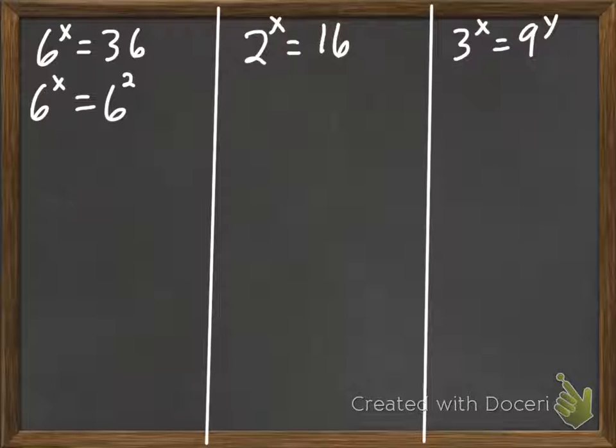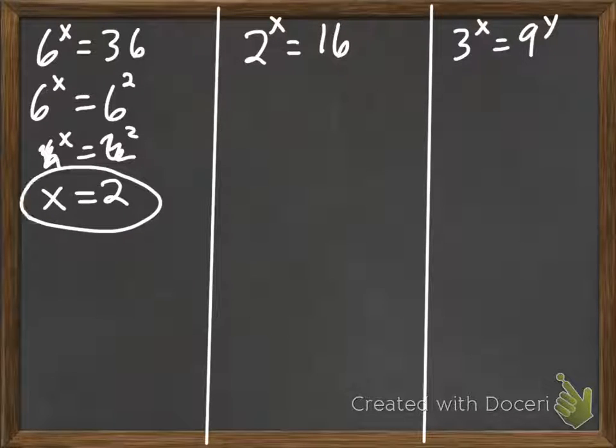So now that we have the bases the same, we get to do this really neat trick where we get rid of the bases. We're going to get rid of these bases and just look at the powers. So this says x equals 2. So we solved our equation. x equals 2.